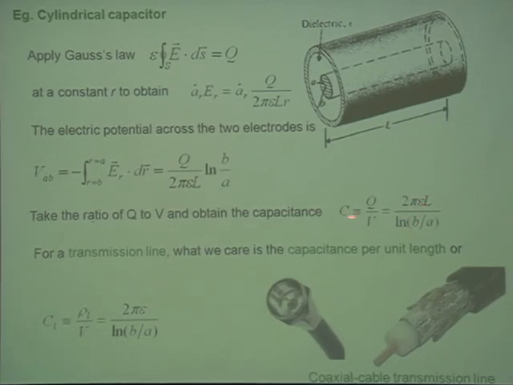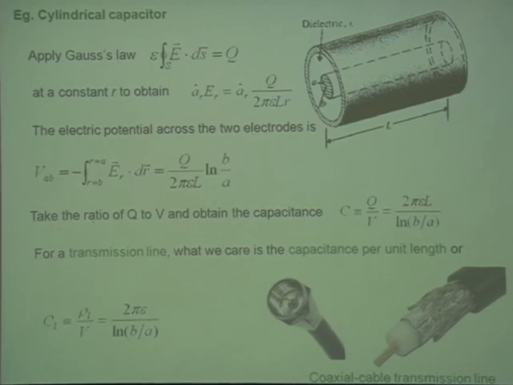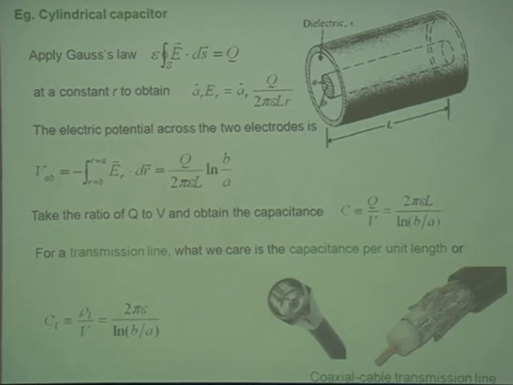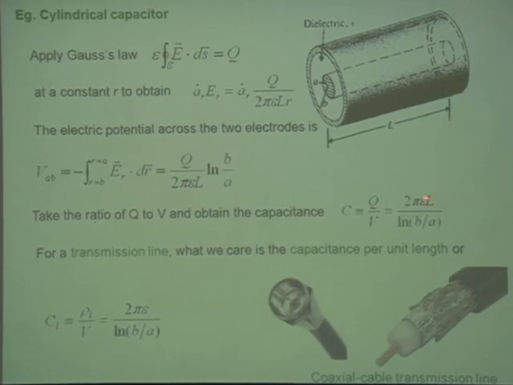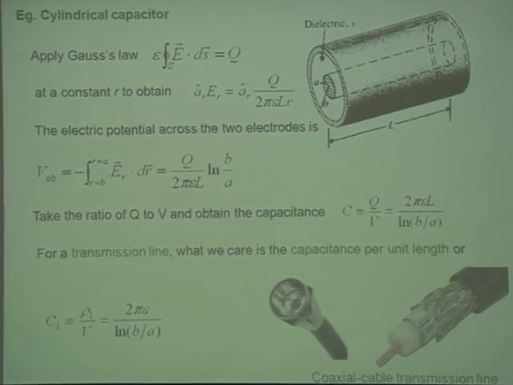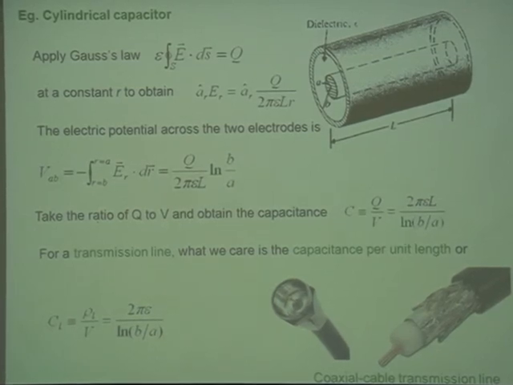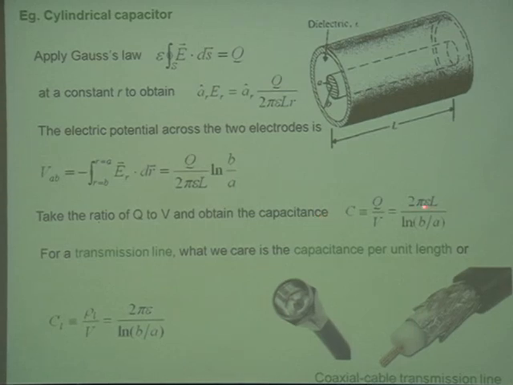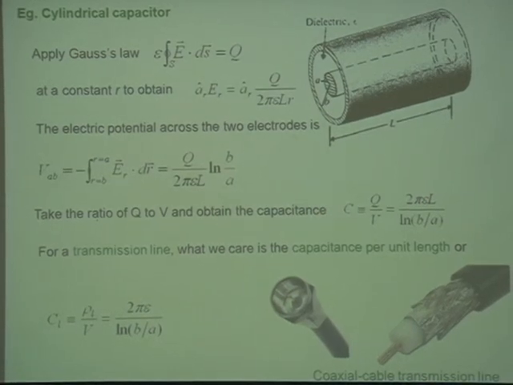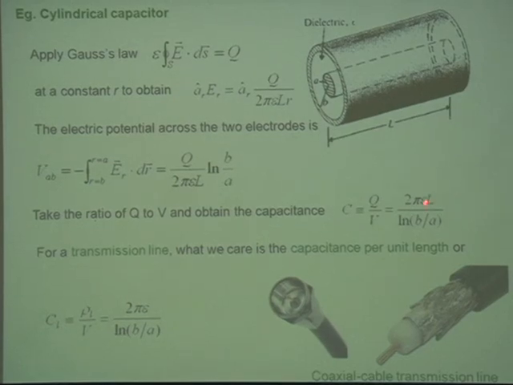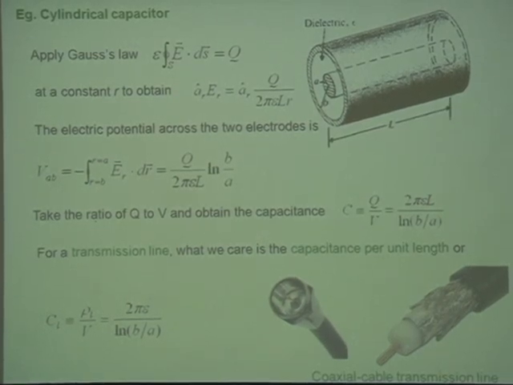And again, this capacitance is proportional to the permittivity, because permittivity tells you how well you can polarize this piece of dielectric material. The stronger you can polarize the material, the more charge you can store in this device. So you have a capacitance proportional to the permittivity. And of course, the longer the coaxial cable, the more charge you can store.